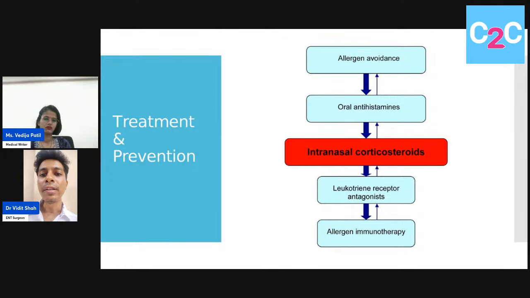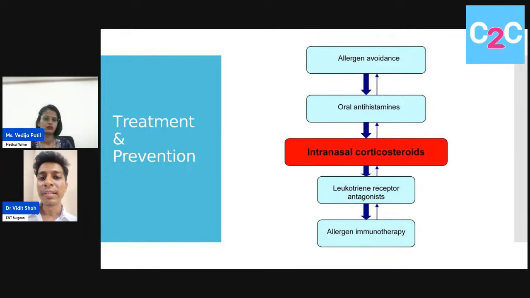Now, coming to the next point of treatment, which is the leukotriene receptor antagonist, which I spoke about, that is montelukast. It's going to act on your chest receptors, causing the allergic issue not to trickle into your chest, and that's going to help you in the long run.